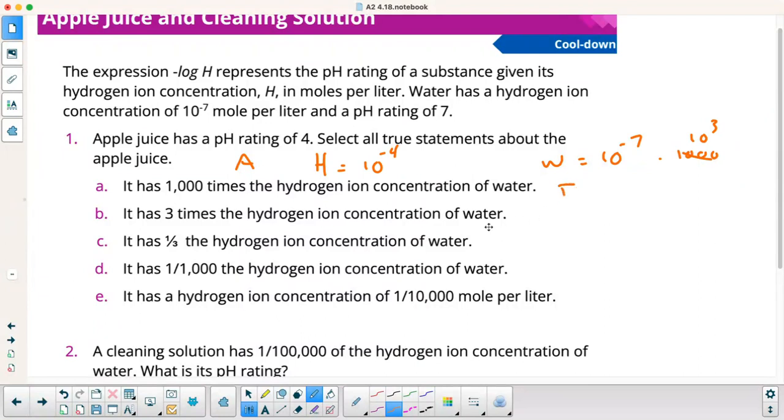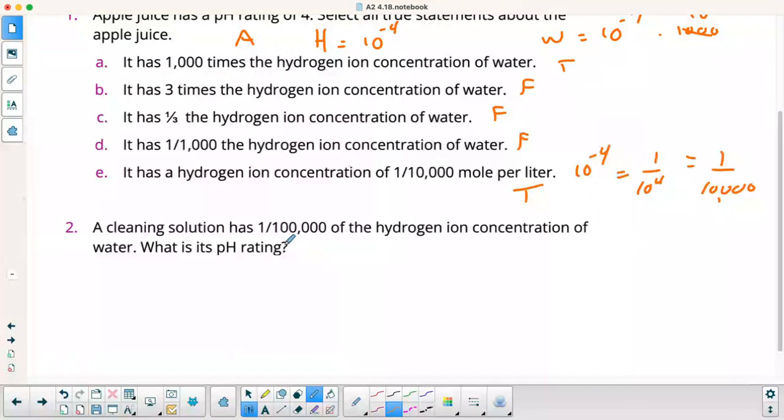So that's true. The next one, it has 3 times. So that's obviously, if we said it's 1,000 times, that's false. Has 1/3, that's false. Has 1 over 1,000, that's false. It has a hydrogen ion concentration of 1 over 10,000. So what is 10 to the fourth? 10 to the fourth is 10,000. So yes, 10 to the negative 4 is 1 over 10 to the fourth, which is 1 over 10,000. So this one's true.